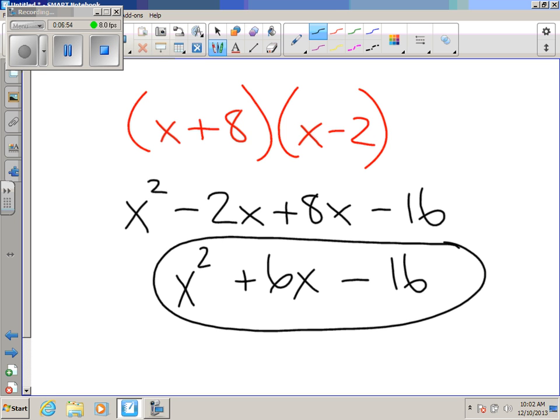Okay? Get it, Marlia? Kate? Mark? Yes? Raven? What happened? You're not adding until when, Raven? You're not adding until you get this part all situated, and then you add like terms. So it's all multiplication. Okay?